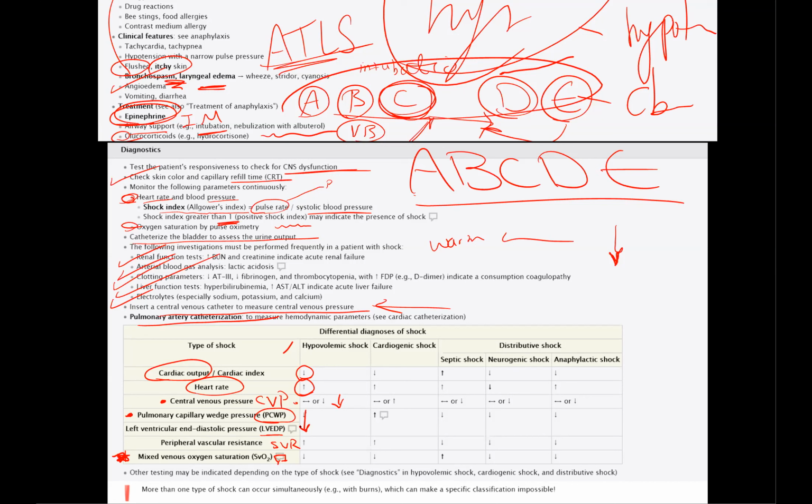Low PCWP and left ventricular end diastolic pressure. Systemic vascular resistance, due to reflex vasoconstriction of the blood vessels trying to compensate for this, will be high. Mixed venous saturation of oxygen will be low. Why? Because of the low amount of blood. This is hypovolemic shock.